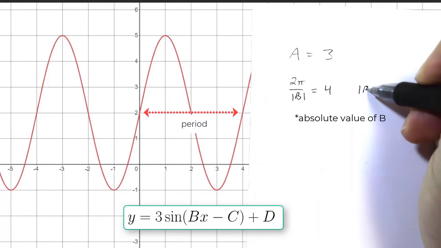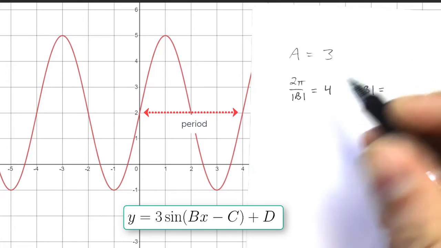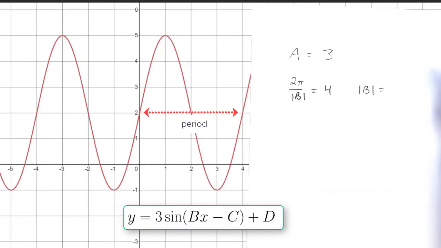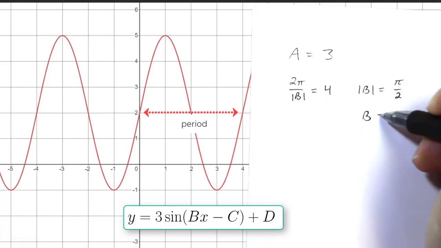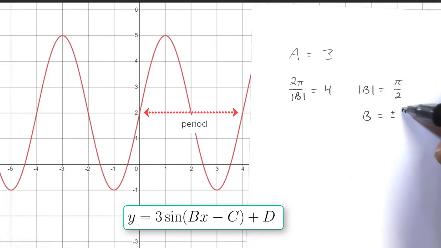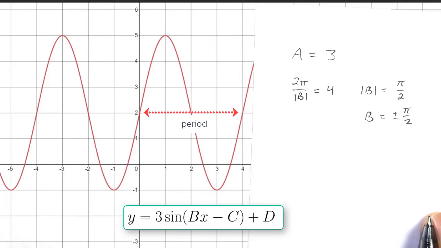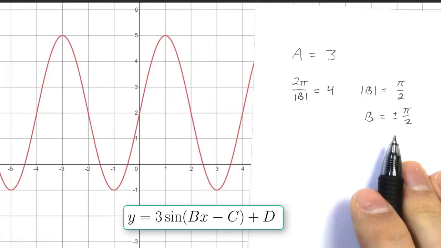Right? So b, if I just use a little algebra here, we see that the absolute value of b equals pi over 2. So b equals plus or minus pi over 2. We'll figure out which plus or minus it is in a little bit. All right. Now, what about c, the phase shift?